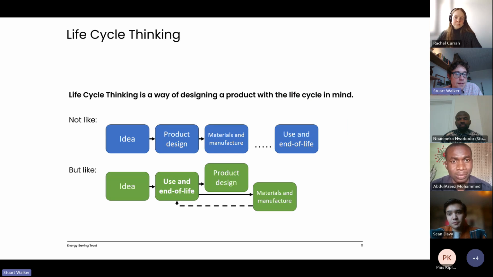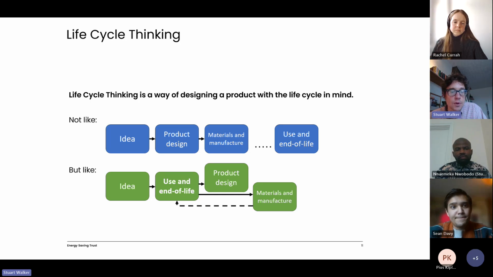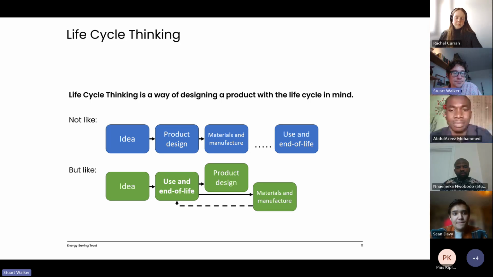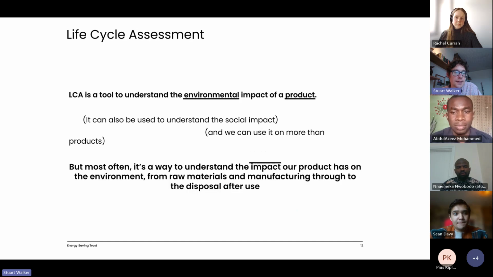So I've got a bit of a diagram here. It's not about thinking in a linear way: having an idea, designing a product, then looking at what to make it out of, and then later on deciding how to use it and how to do the end of life treatment. It's more about having the idea and then thinking about how we want the product to be used and what's going to happen at its end of life, designing it at the same time, and then using all those as inputs to decide what to make it out of and how to make it. You can see the arrow looping back, to show that we come back to the use and end of life question while we're looking at our product design or our materials and manufacture. So that's the overall idea of life cycle thinking.